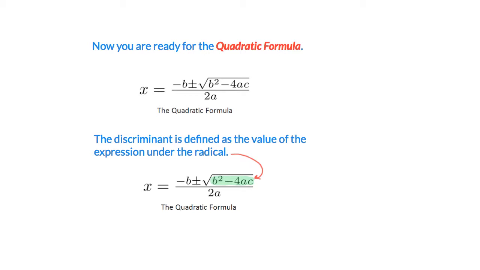You will need to know about the term discriminant. This is just the value of the expression under the radical or square root sign. b squared minus 4 times a times c is the discriminant.